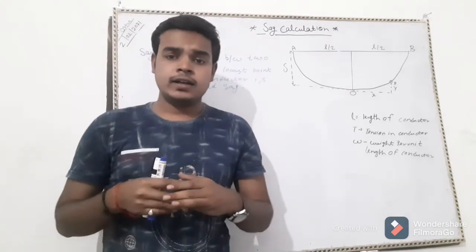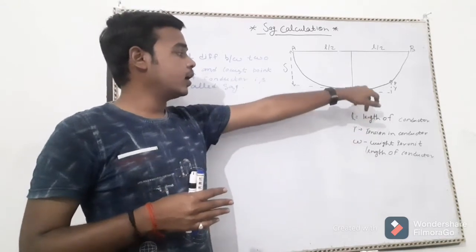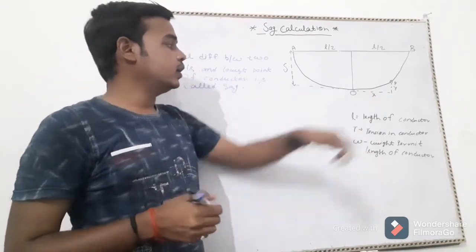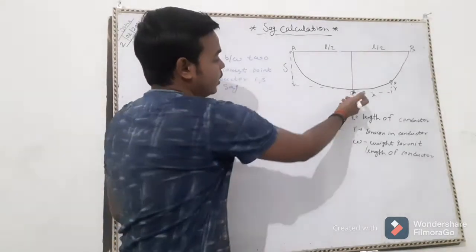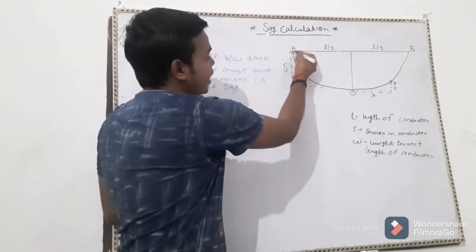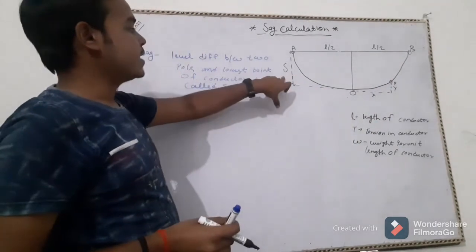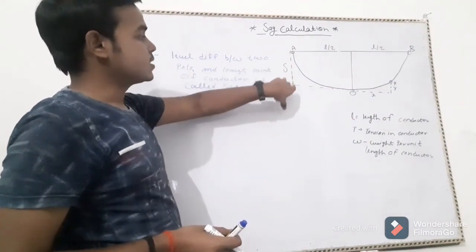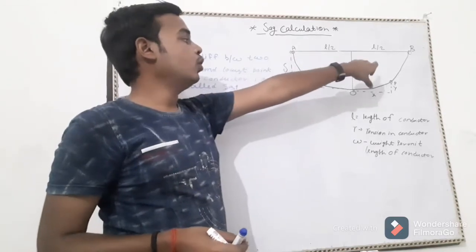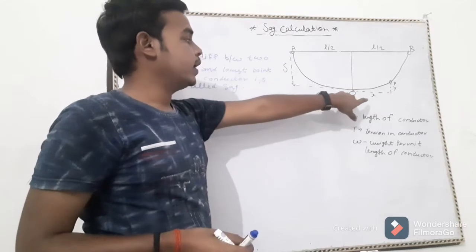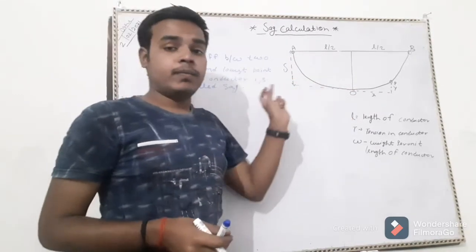As it is clear in definition, lowest point of conductor. This is the lowest point. You can tell this is O point, and this is a pole A and this is a pole B. That is called sag S. Here is mentioned sag S. The difference of level between two poles and lowest point of conductor is called sag. Here sag is represented by this figure.